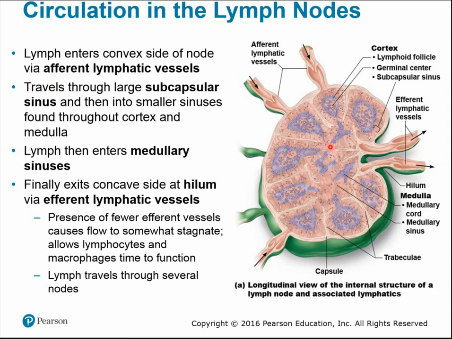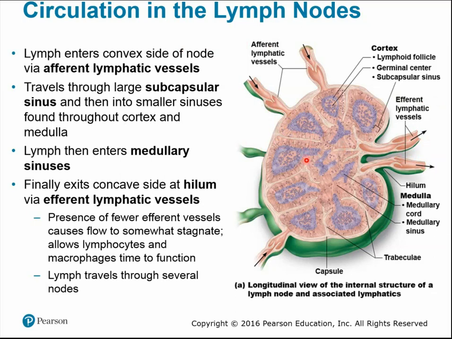So finally, after it's been fully processed and made its way all through the sinuses and the lymph node, it's going to exit the lymph node at the hilum, or kind of this little pinched region inside, via the efferent vessels, right? So we exit through the efferent. Okay? So if you notice, there are much fewer efferent vessels than afferent. So that means fluid is coming in faster than it can leave. So this is going to slow down the flow a bit once it reaches inside the lymph node.